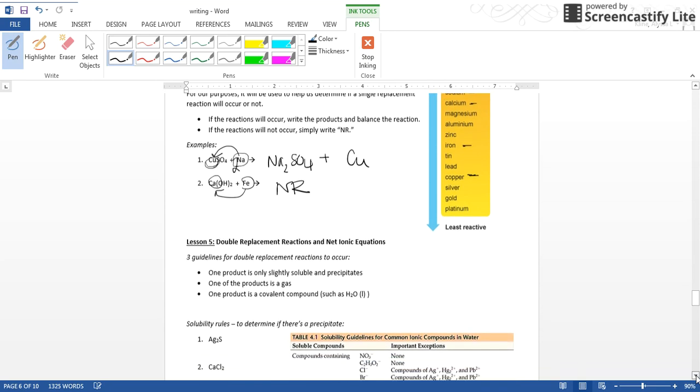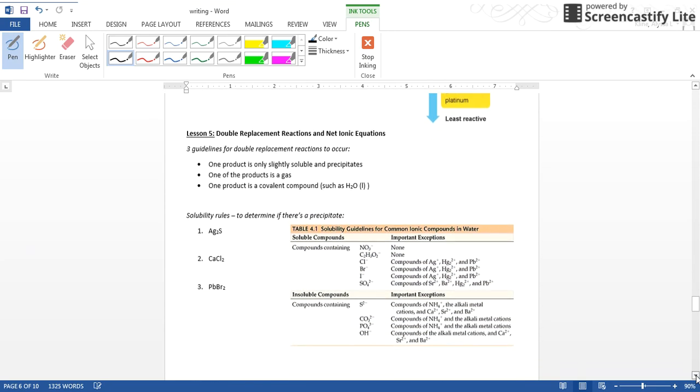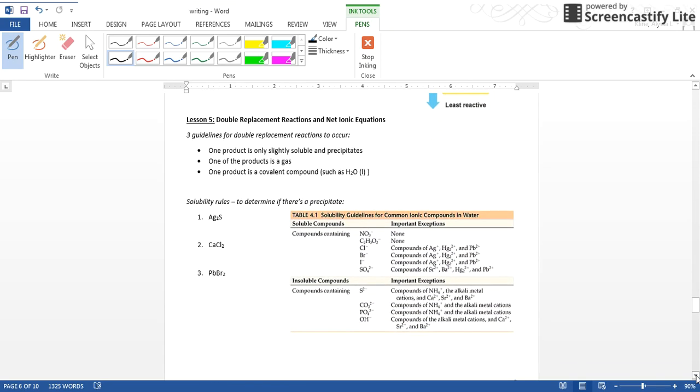When we get to lesson 5 here, we're looking at double replacement reactions. So there are 3 guidelines for double replacement reactions to occur. You need at least one of these in order for it to occur. So one product is only slightly soluble and precipitates. That means it's going to stay as a solid. One of the products could be a gas, or one of the products is a covalent compound such as water, and that will allow it to occur.